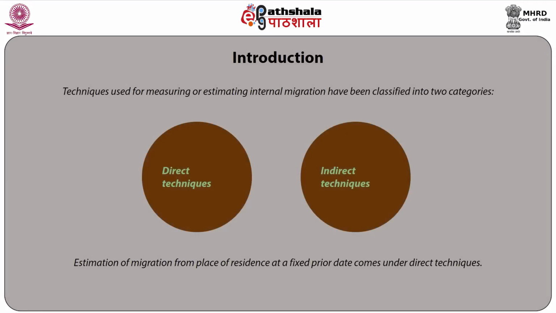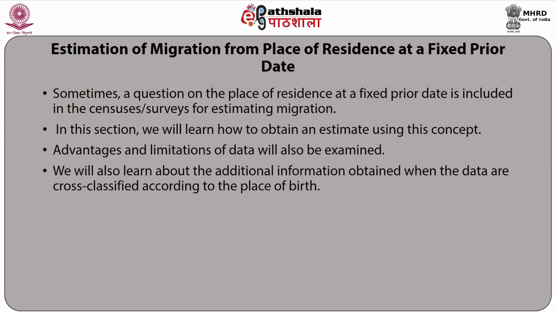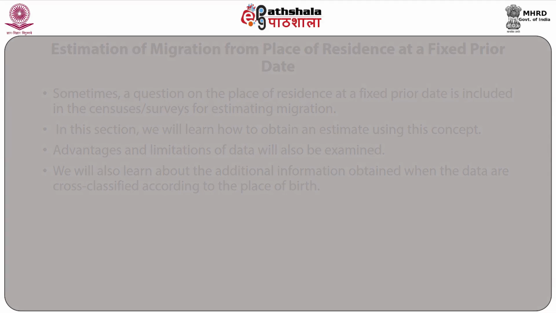Techniques used for measuring or estimating internal migration have been classified into two categories. First, direct techniques and second, indirect techniques. Estimation of migration from place of residence at a fixed prior date comes under direct techniques. Coming to estimation of migration from place of residence at a fixed prior date. Sometimes a question on the place of residence at a fixed prior date is included in the censuses or surveys for estimating migration. In this section, we will learn how to obtain an estimate using this concept.